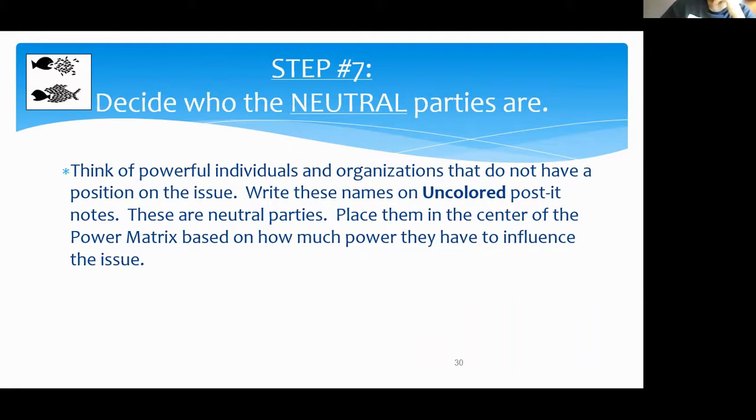Step 7, you have a whole set of people in the neutral area. 80 to 90% of people are actually in the middle in many respects. Think of powerful individuals and groups that do not have a position on the issue. Write these names on uncolored post-it notes and put them in their neutral place, in the center of the power matrix, based on how much power they have to influence the issue.